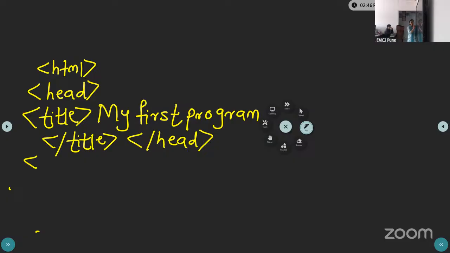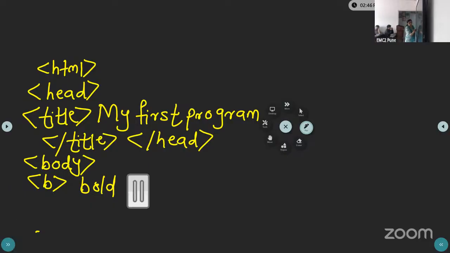Next part will start with the body tag. Whatever we are writing inside the body tag will display on the web page. For example, after the body tag, here I am mentioning B. These are the three basic physical style tags: bold, italic, underline. If I want to display my text in bold letters, I will use the B tag. And here you can immediately close the B tag. For the closing, we are using backslash, not the front slash.